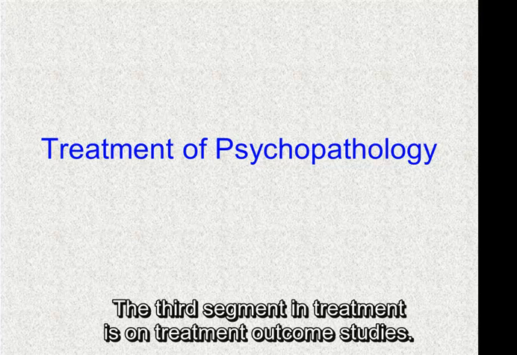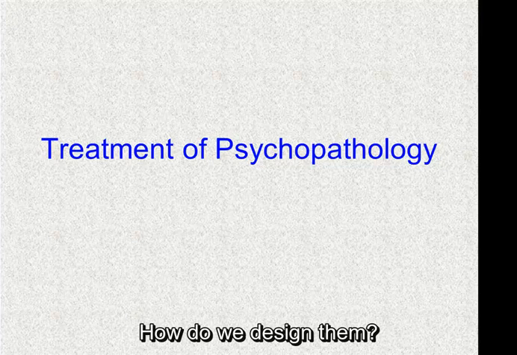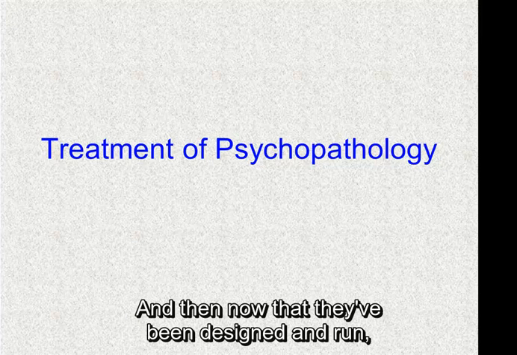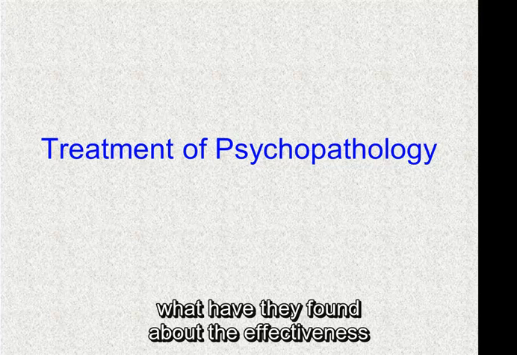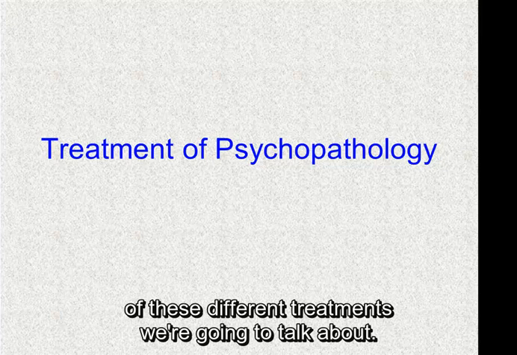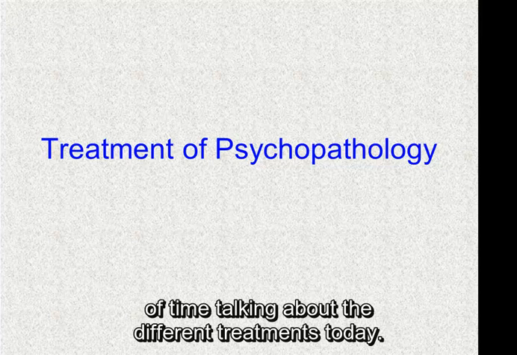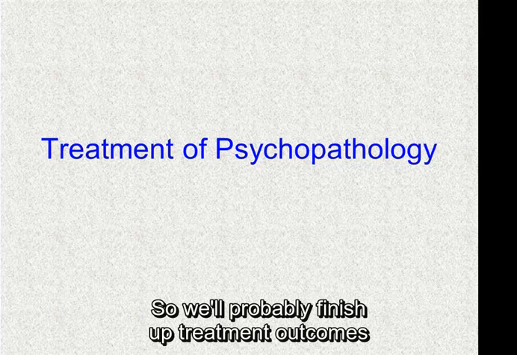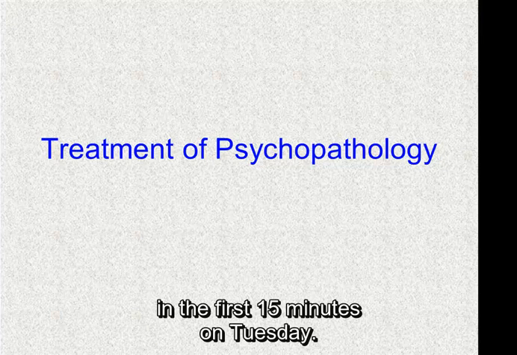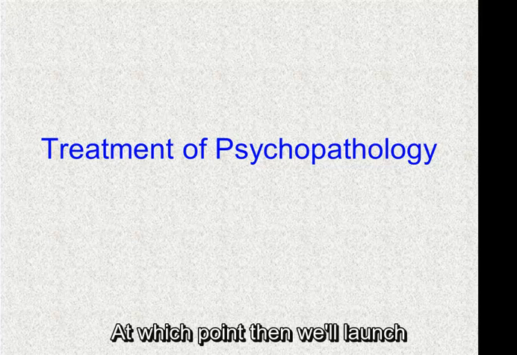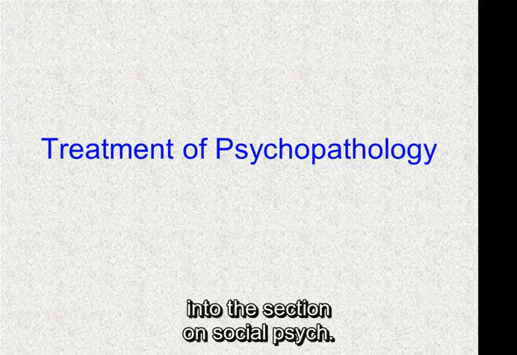The third segment in treatment is on treatment outcome studies. How do we design them? And then now that they've been designed and run, what have they found about the effectiveness of these different treatments we're going to talk about? It's likely that we won't get to that because we spend a lot of time talking about the different treatments today. So we'll probably finish up treatment outcomes in the first 15 minutes on Tuesday, at which point then we'll launch into the section on social psych.